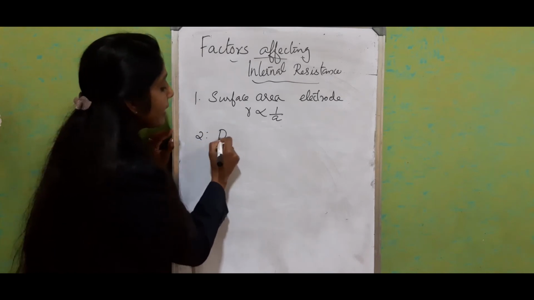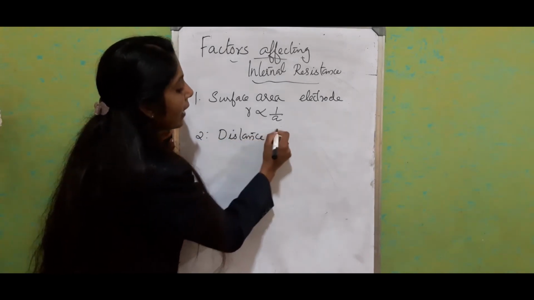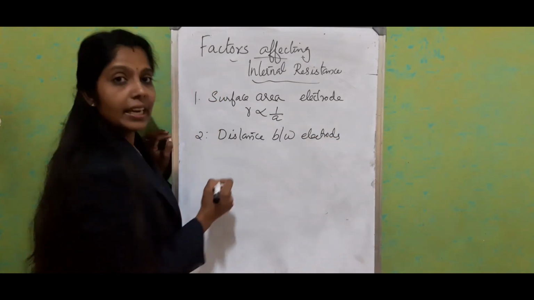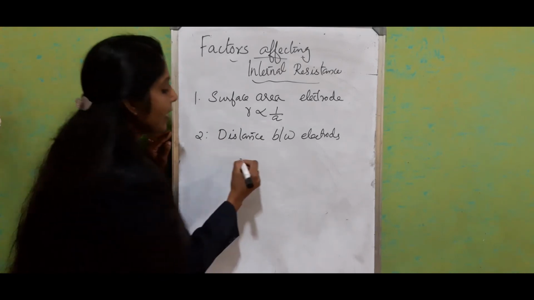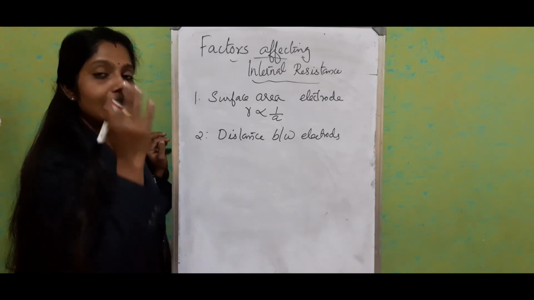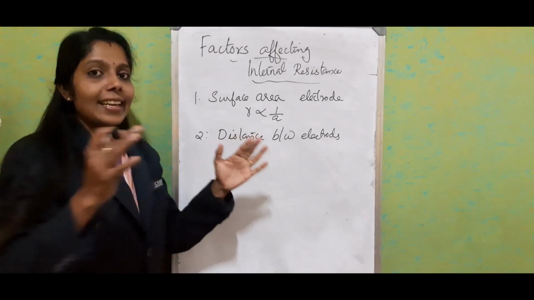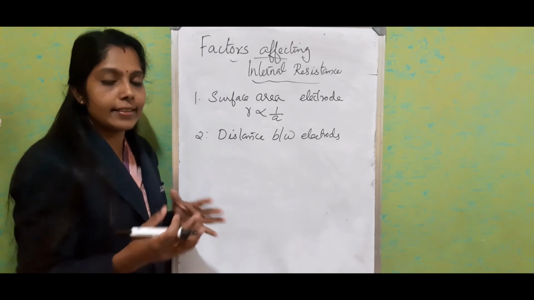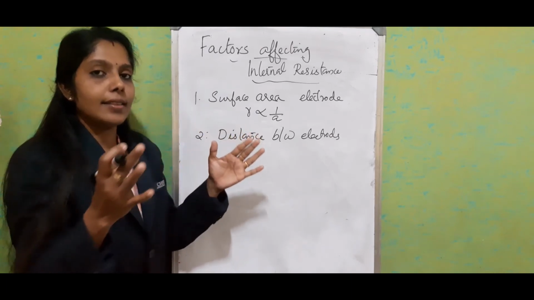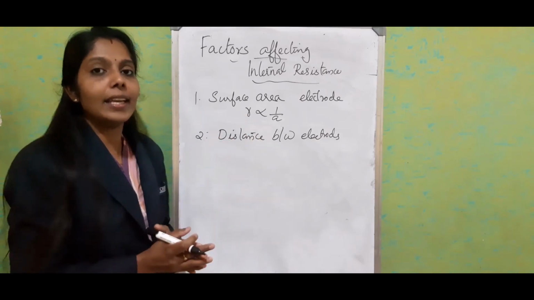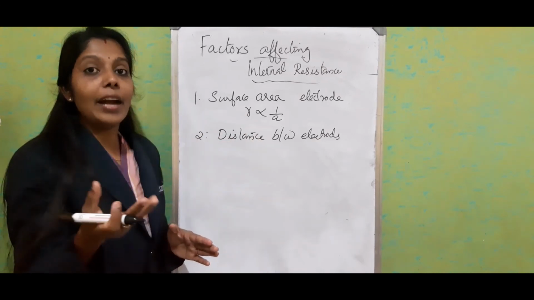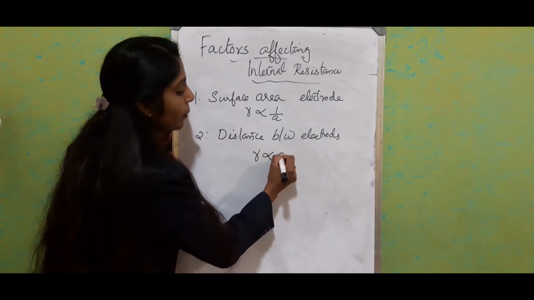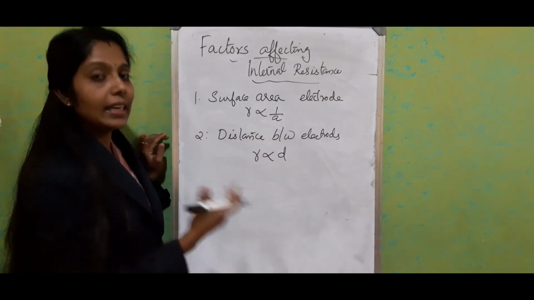The second one is the distance between the electrodes, which I will represent as d. As the distance increases, the internal resistance also increases. As in the case of normal resistance, where we studied that as the length increases, the electrons need to travel that much more length, here also, as the distance between the electrodes increases, the ions have to travel a long distance. So internal resistance is directly proportional to the distance between the electrodes.